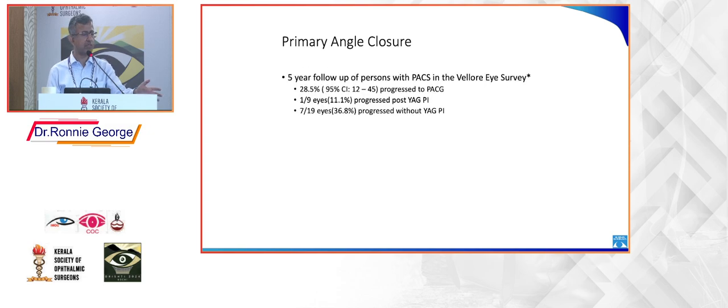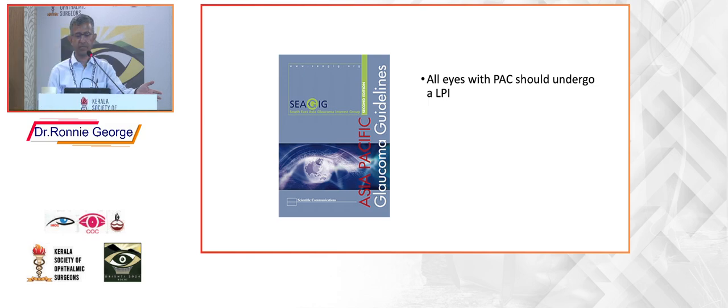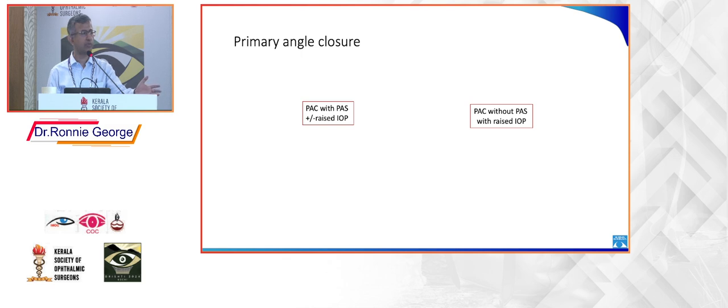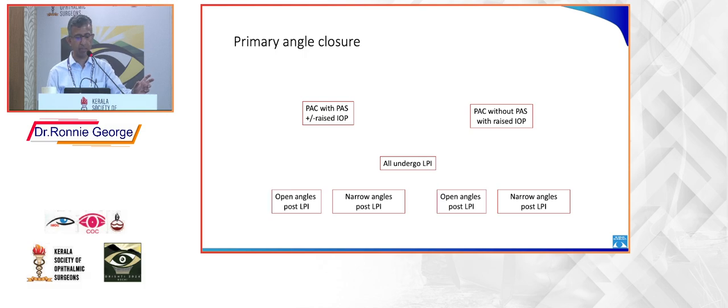Now, primary angle closure suspects to primary angle closure glaucoma, this slide has also been shared before, about 28% progress over 5 years. And we say that all eyes with PSC should undergo an LPI. So here again, you have 2 situations. You have PSCS with synechiae or raised IOP, or you have PSCS without synechiae but with raised IOP. They're all going to have a YAG-PI, that's protocol. And in that situation, you'll land up with a group which has narrow angles post-LPI, and a group which has open angles post-LPI.